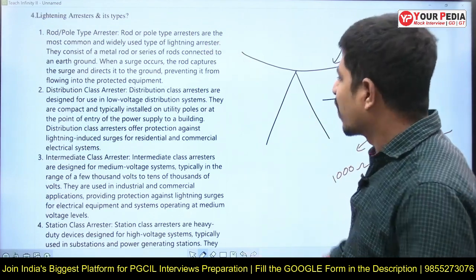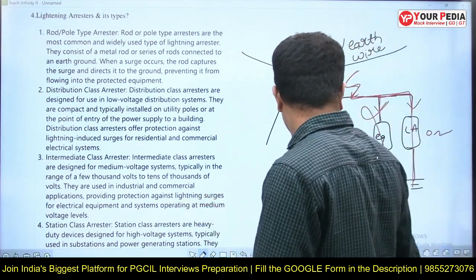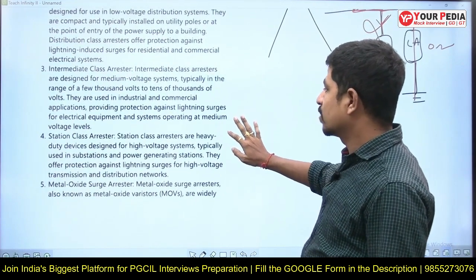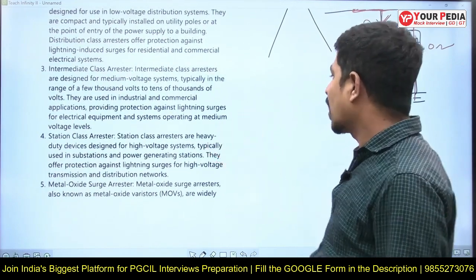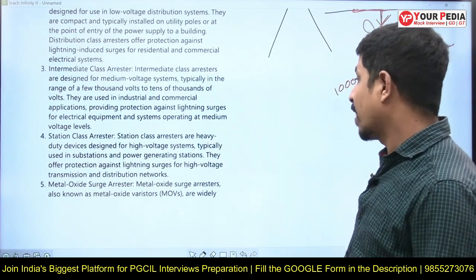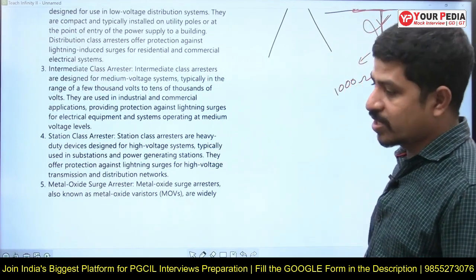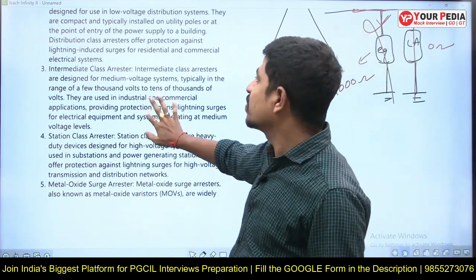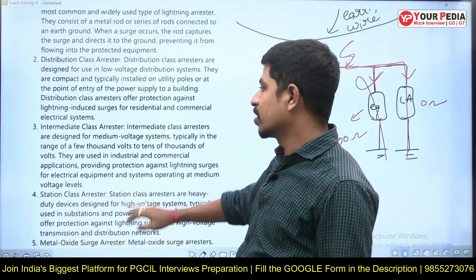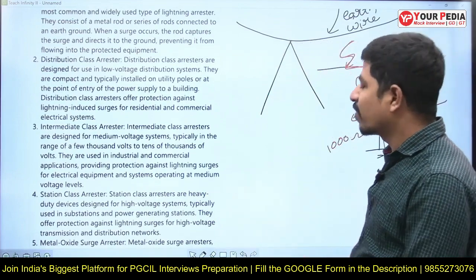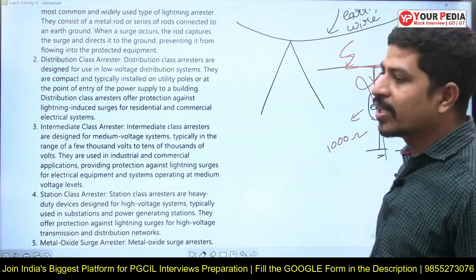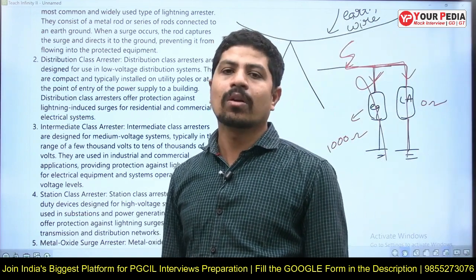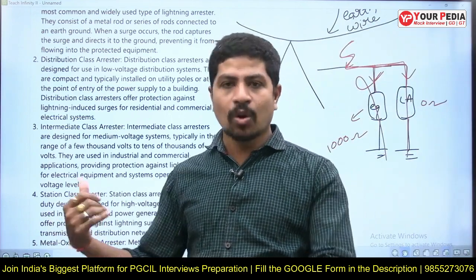And see, for distribution, intermediate class, these are the types. Please go through these things. Station class arresters are heavy duty devices designed for high voltage systems, typically used in substations. Distribution class arresters are used in the distribution system. Intermediate class arresters are for medium voltage systems. In distribution, the voltage is less when compared to transmission. Therefore, these distribution system arresters are for low voltage.